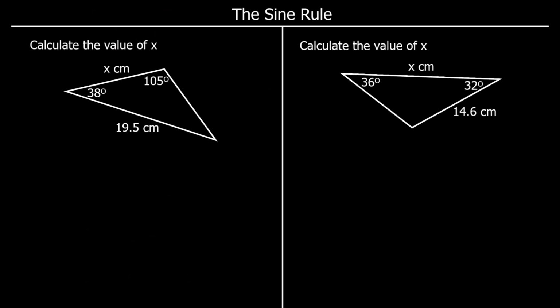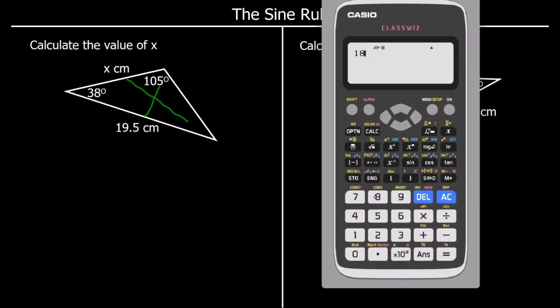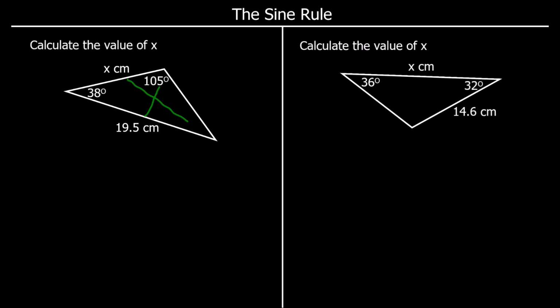Again, find the value of x. So what's happened this time? We don't quite have opposites. So the 19.5 is opposite the 105. And this time our missing length, our x, is opposite an unknown angle. But because we know two angles in the triangle, we can find the other one. So 180, take away 105 and 38 is 37. So the missing angle here is 37 degrees.